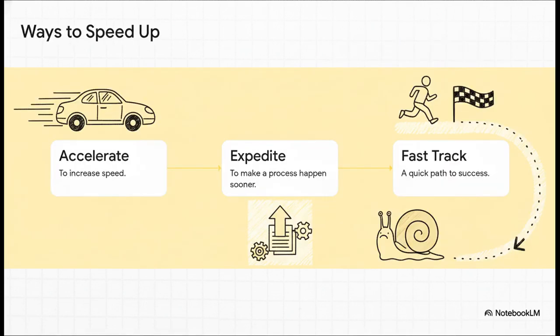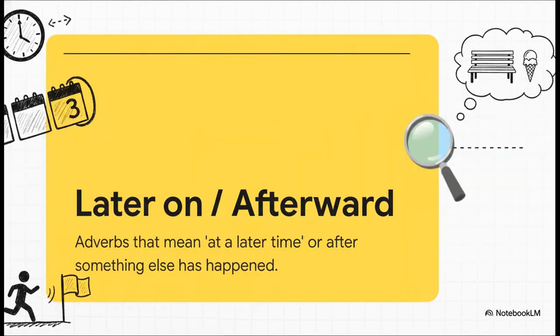Sometimes you just need to make things happen faster. You can accelerate something, like you accelerate a car. You can expedite a process, which is a slightly more formal word you'll hear in business when something needs to be prioritized. Or you can use the idiom, get on the fast track, which means finding a quick path to success. Okay, here are two adverbs you are going to use all the time to show what happens next. Later on and afterward. Both mean the exact same thing, at a future time or after something else has already happened. For example, let's finish our work now and we can get coffee afterward.